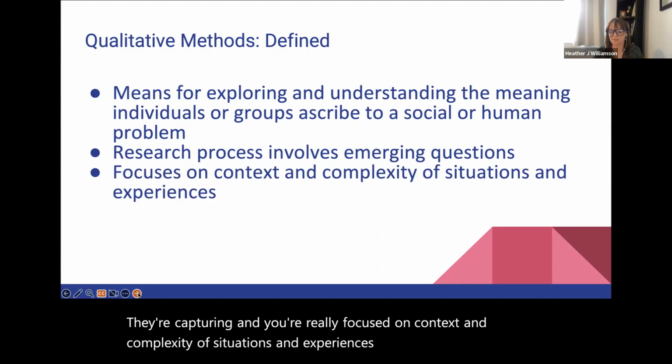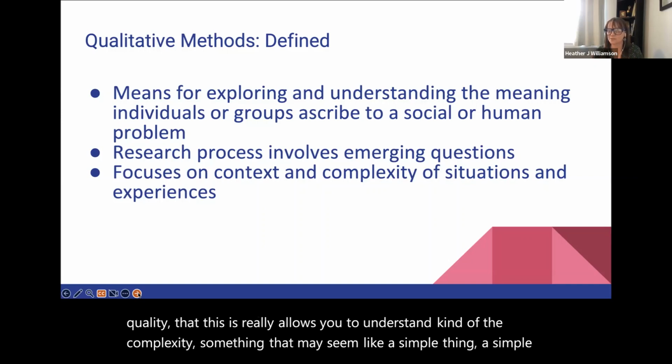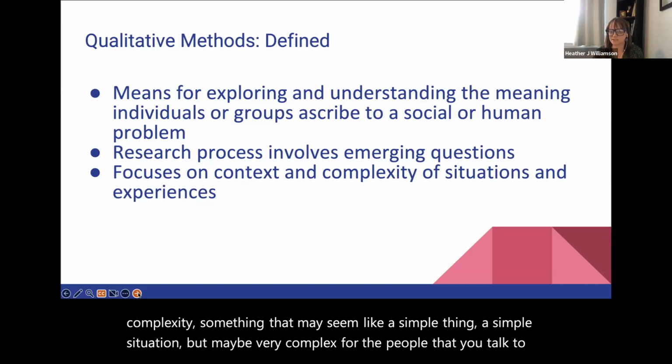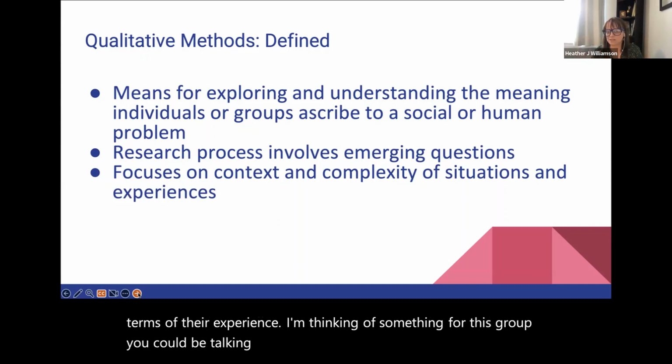That's a benefit of qualitative methods. It really allows you to understand the complexity of something that may seem like a simple thing, a simple situation, but may be very complex for the people that you talk to in terms of their experience. Thinking of something for this group, you could be talking to people about their experience getting a cancer screening.